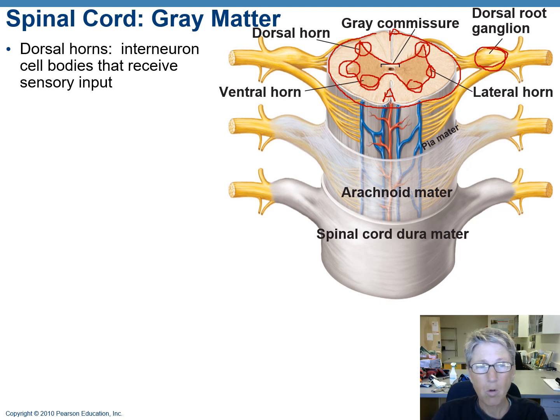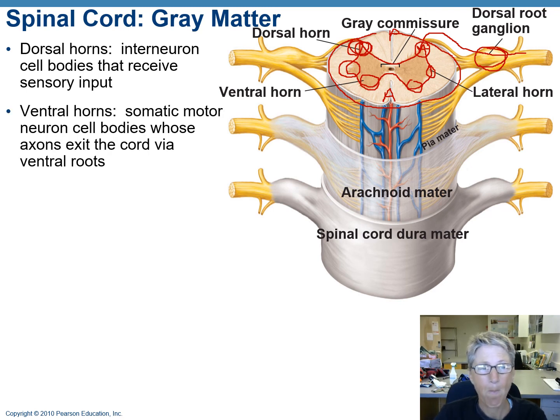So the dorsal horns, that's back here, the dorsal horns. There are interneuron cell bodies that will receive sensory input. So the sensory input will come in this way, and that sensory input will go here to the dorsal horns of the gray matter of the spinal cord and send sensory information up to the brain.